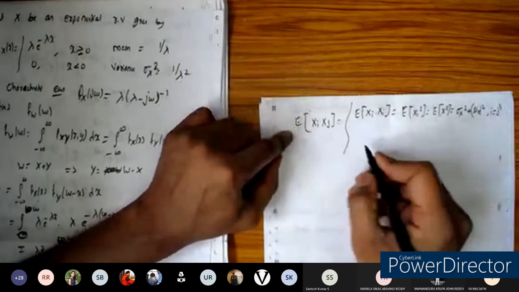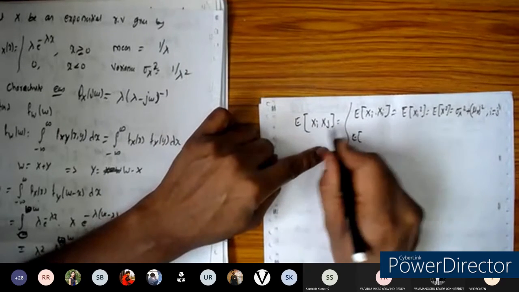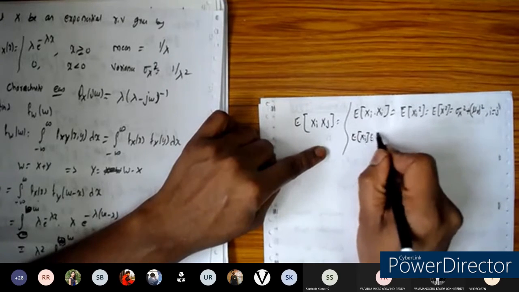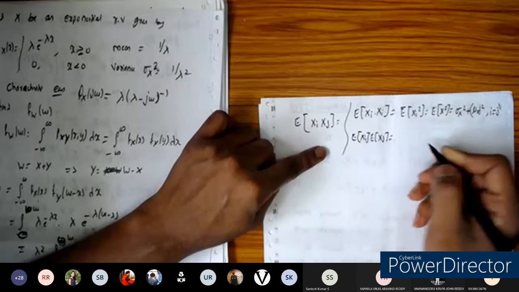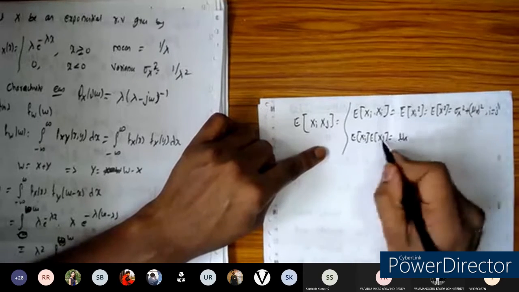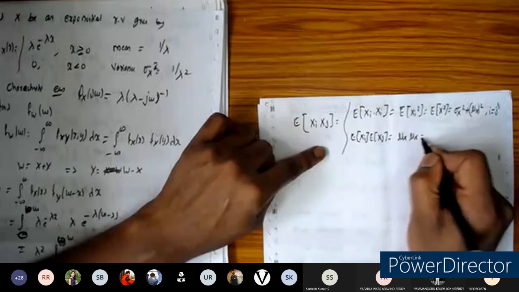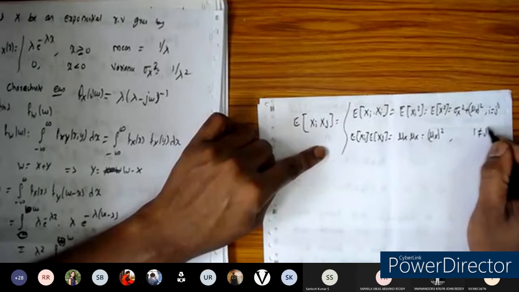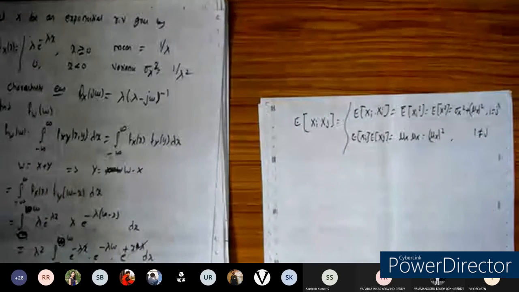Suppose if i is not equal to j, then what will happen is, since these are statistically independent random variables, we can write this as the expected value of xi into the expected value of xj. Since the expected value of xi is nothing but mu x, and the expected value of xj is also mu x, this will become mu x square. This is the case for i is not equal to j.